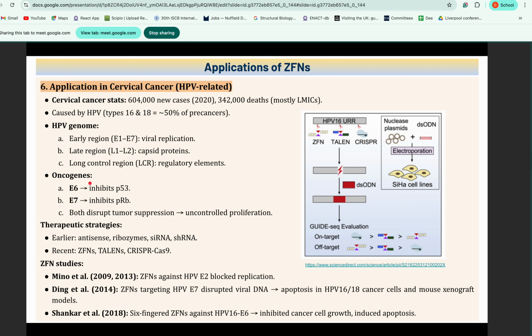Now the oncogenes are E6 and E7. These early regions E6 and E7 inhibit P53 and pRB. These are proteins, the tumor suppressor genes present in humans. So these regions inhibit these genes, due to which they disrupt tumor suppression and lead to the uncontrolled proliferation of cells and ultimately lead to cancer.